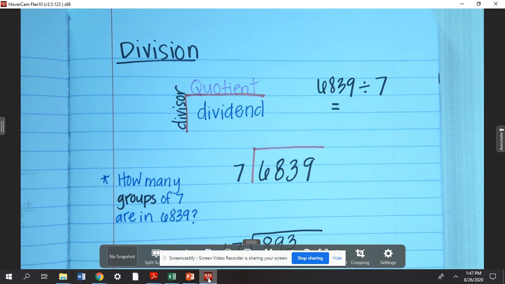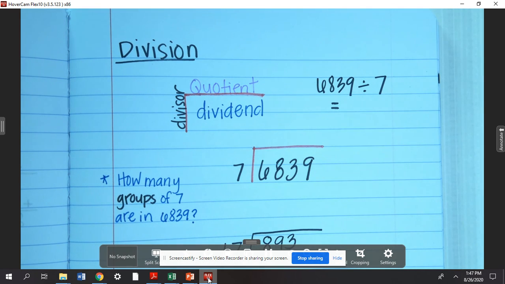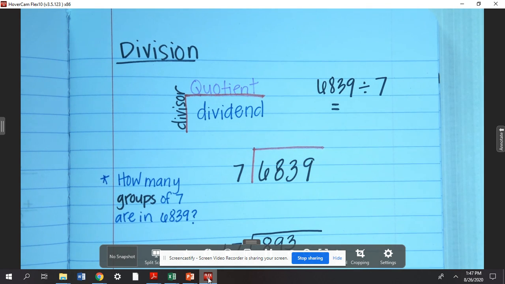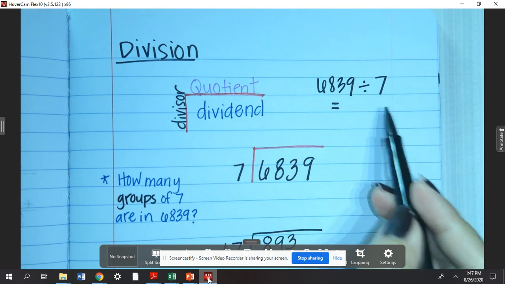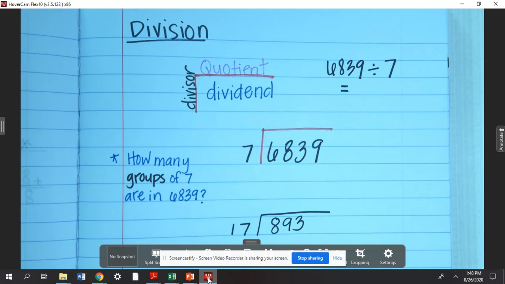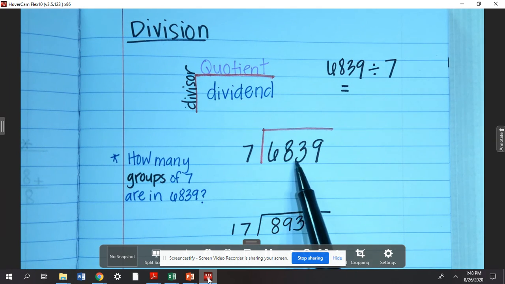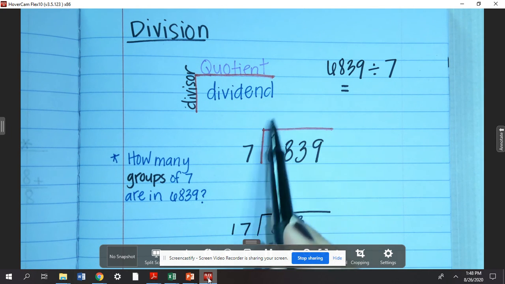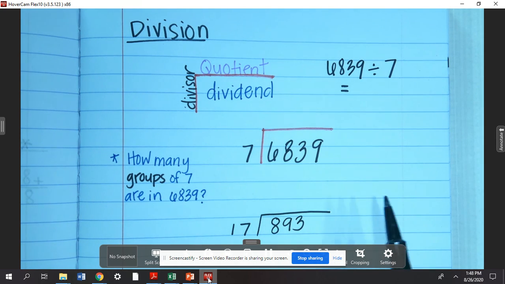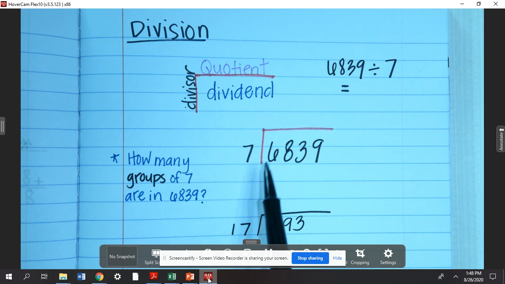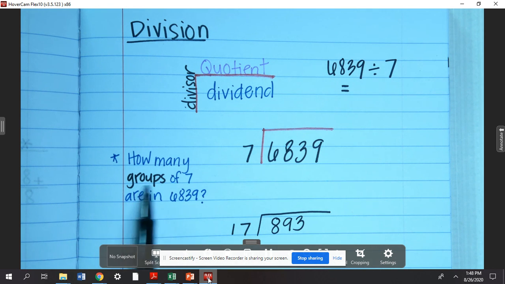Okay, so we're going to look at this one as an example. So we have 6,839, and we're going to divide that by 7. When we wrote it down here, again, 7 is our divisor, 6,839 is our dividend. So we want to know what our quotient is for the answer. When we're looking at division, what we're asking is how many groups of 7 are in the number 6,839.